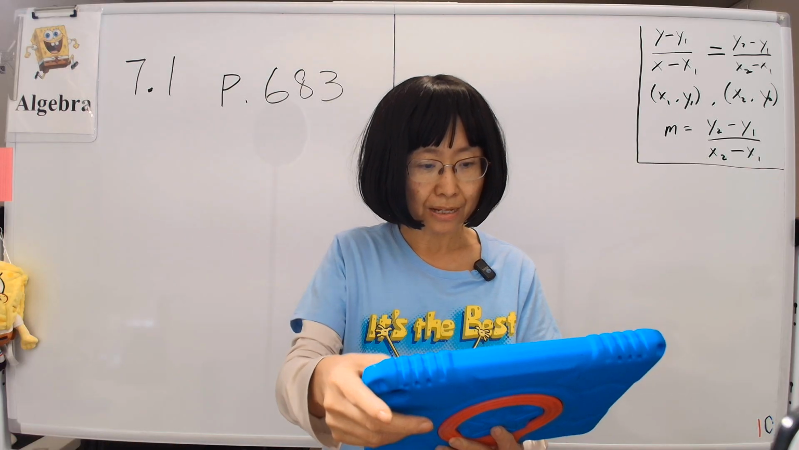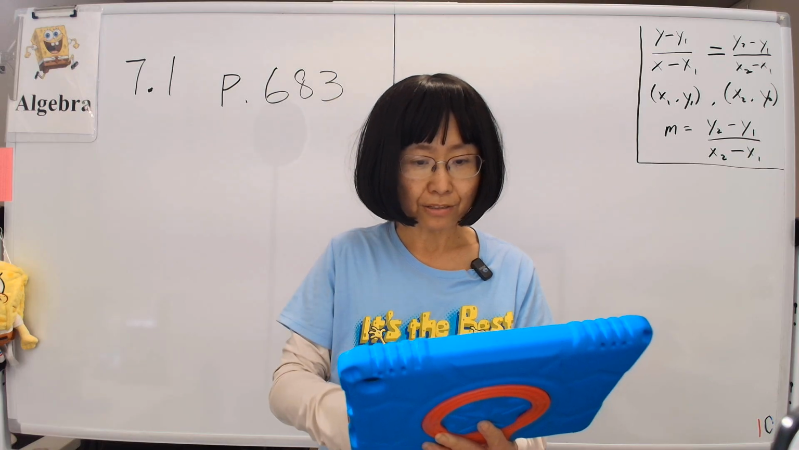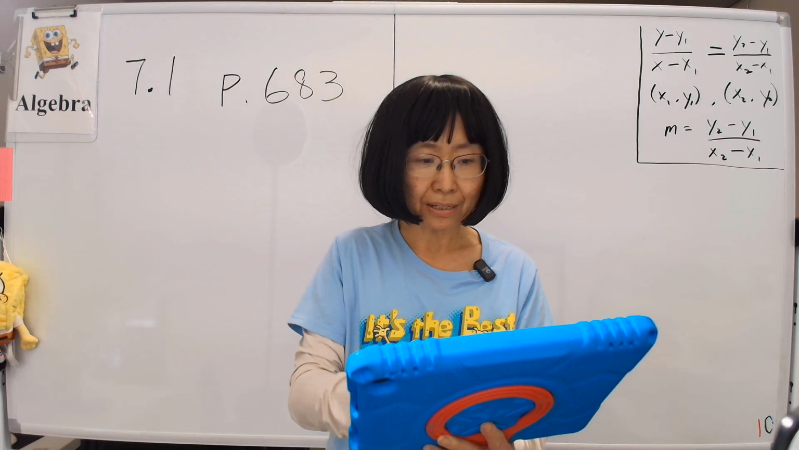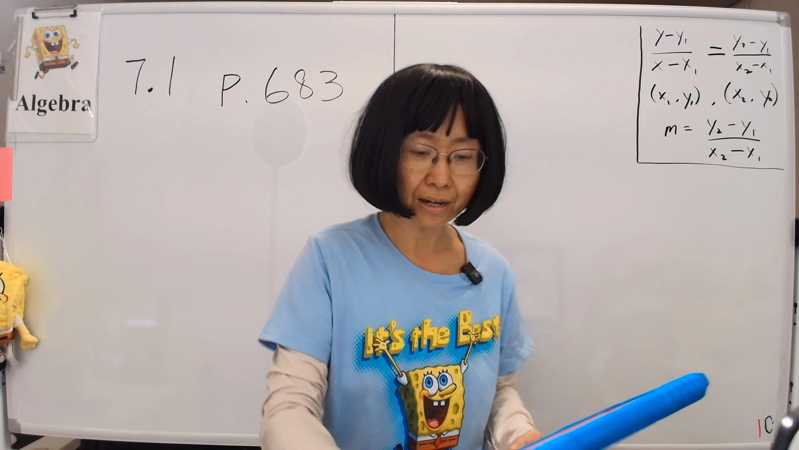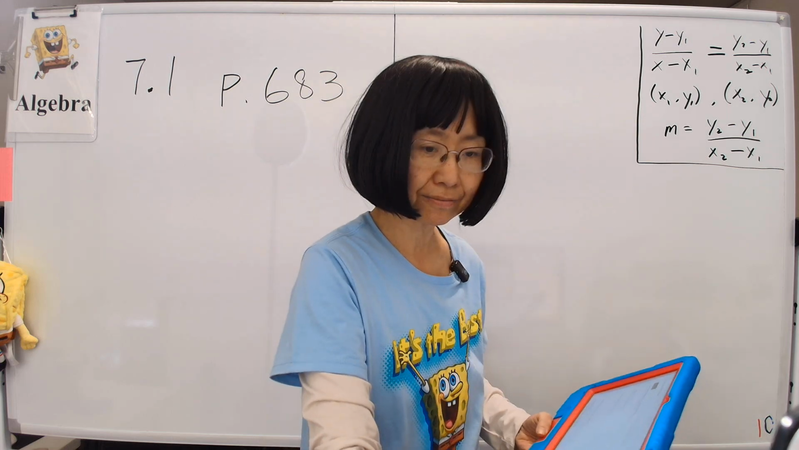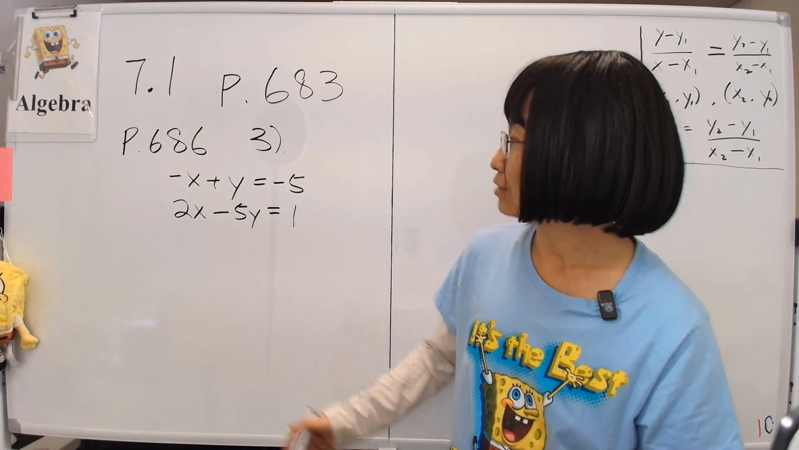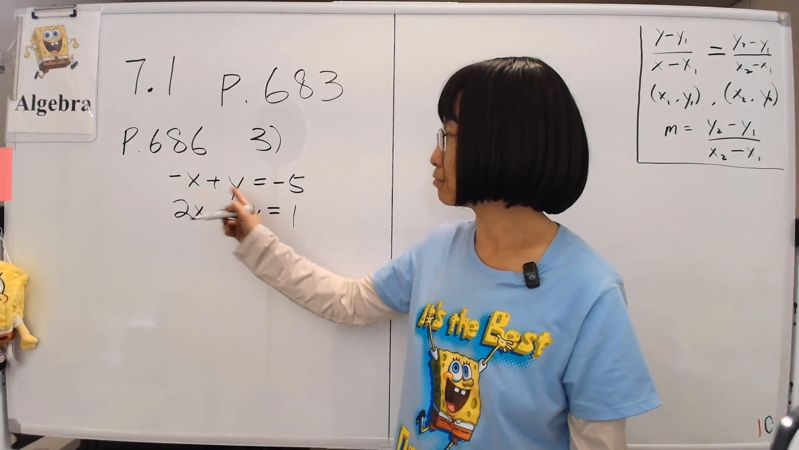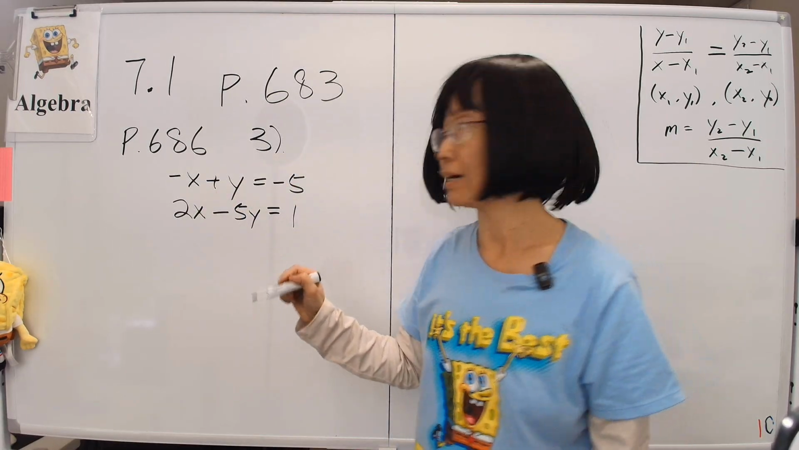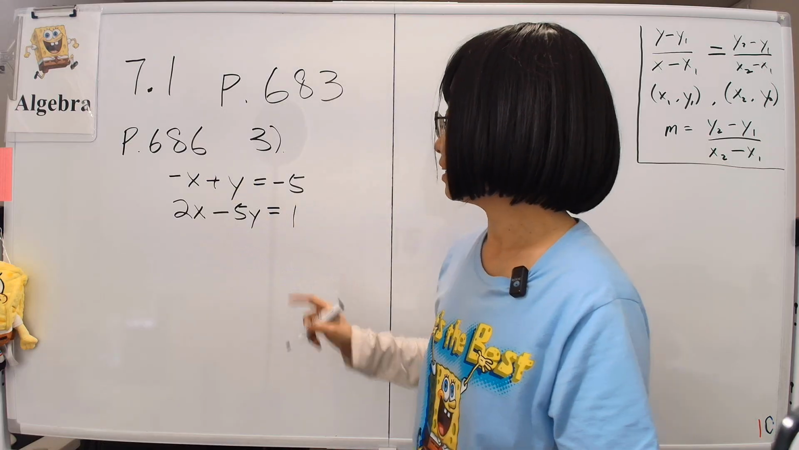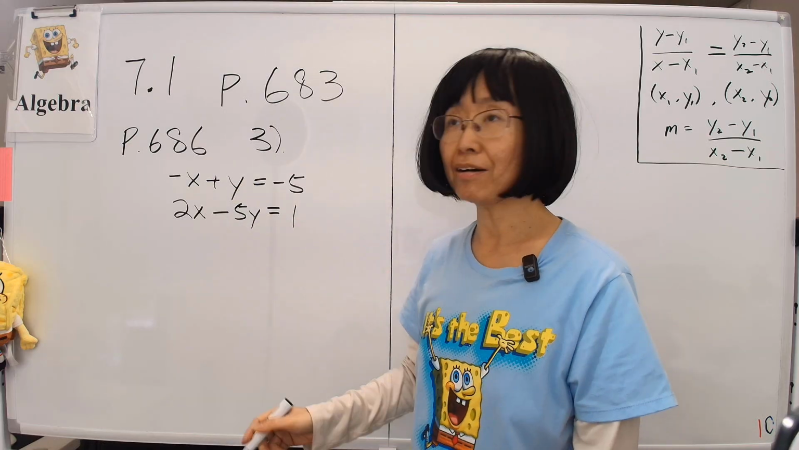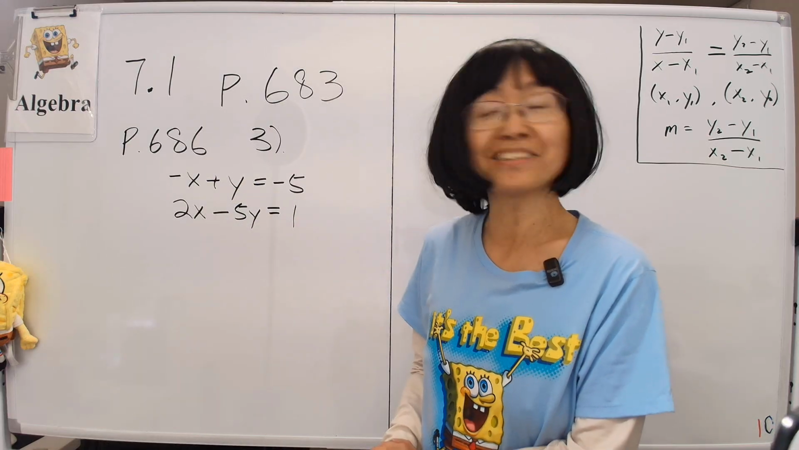So that is example 2. Okay, so far so good. So the next step, let's now look at example 3 on page 686. We're going to solve this by substitution. To do substitution means you solve for one variable and plug it into the other equation. Which one should I take out? Well, whichever one looks easier to you.